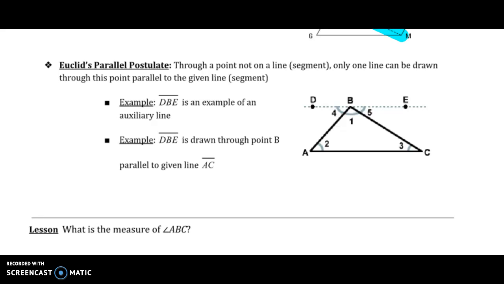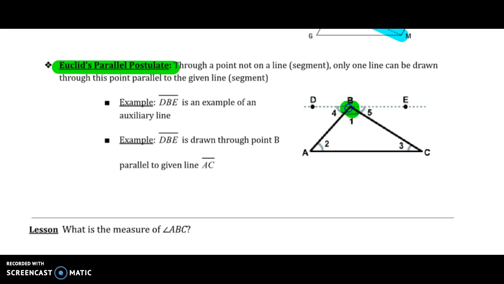The next term that we're going to talk about is Euclid's parallel postulate. So remember, Euclid is the guy who wrote all of the volumes of books on geometry, right? You are studying Euclidean geometry. There are other forms of geometry that are non-Euclidean, which have different rules. However, you only have to worry about Euclid's geometry. So he has this parallel postulate, which says through a point, not on the line.